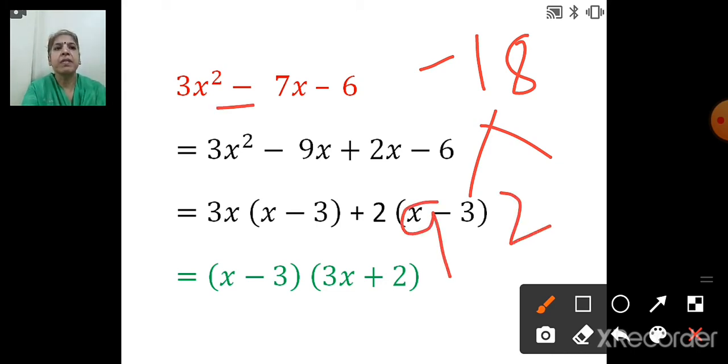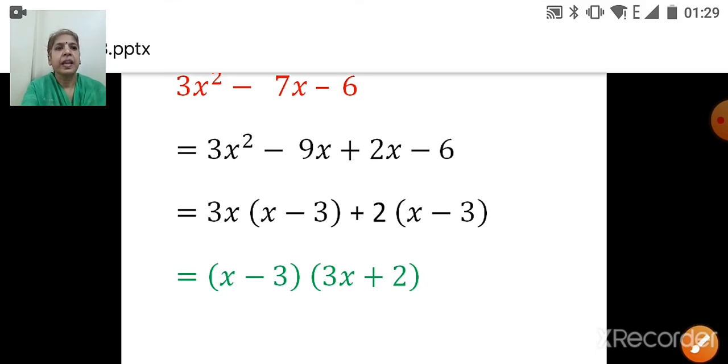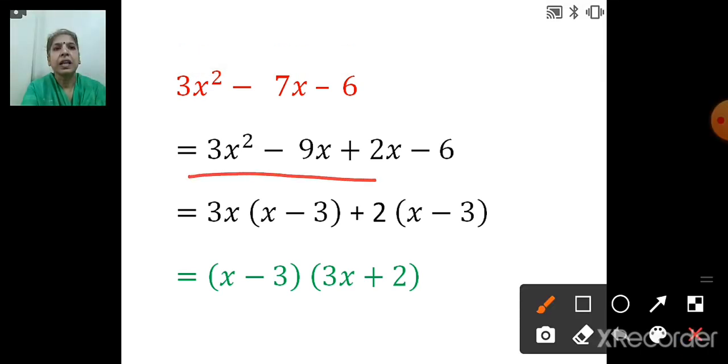The middle term sign we will give to the greater factor. So minus 9 plus 2 will give the positive sign, because we know the negative factors, all the sign rules, everything we have studied, children. Now we will write this as 4 terms: 3x square, we will split minus 7x as minus 9x plus 2x minus 6.